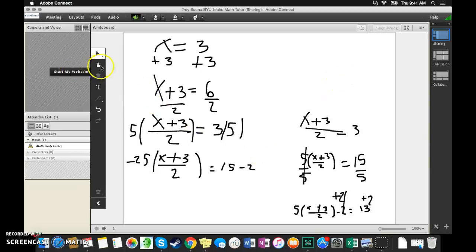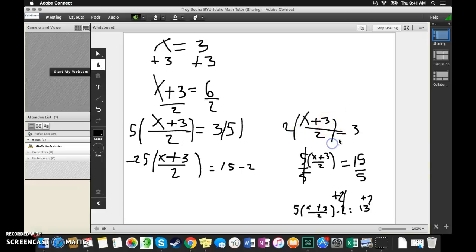Now we need to multiply each side by 2 because we divided over here, if that makes any sense. We divided this one by 2. Over here we multiplied by 5, so we divided by 5 because that was the opposite. And this one we're going to multiply by 2 because that's the opposite reaction. So x plus 3 equals 6. Now we're going to subtract 3. x equals 3. Now that's how you would build a problem and then how you would solve said problem.